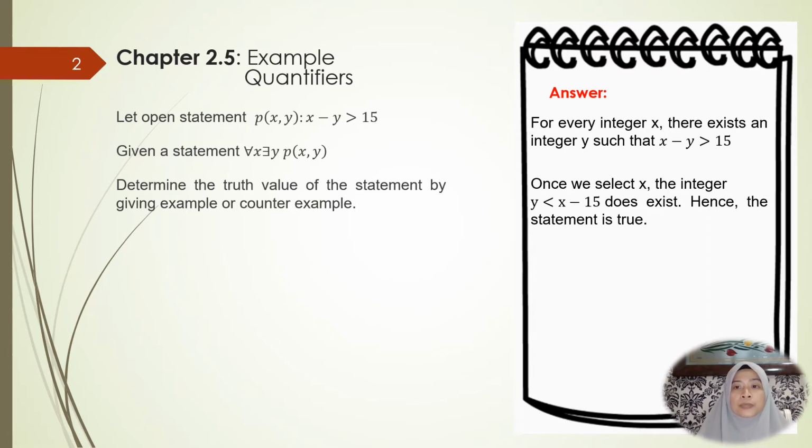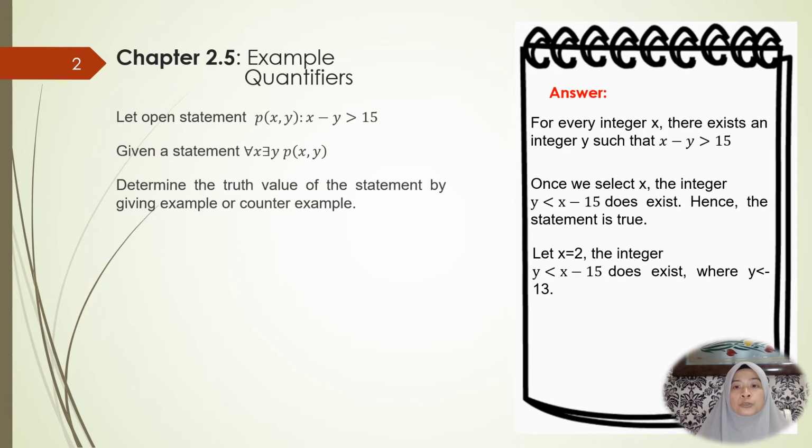Once we have selected x, the integer y will be less than x minus 15. Only when y is less than x minus 15 does such a value exist. So there exists an integer y where y should be less than x minus 15. Therefore that statement is a true statement, so we can give an example because this statement is true.